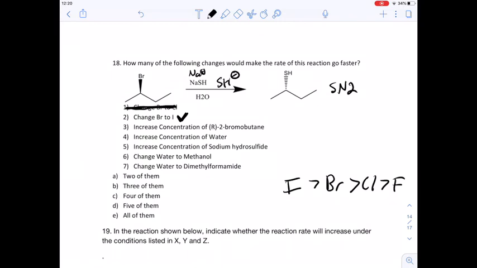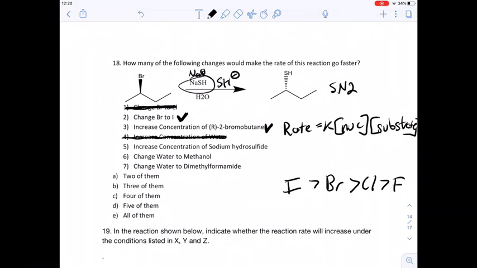So number 3 says increasing the concentration of R-bromobutane. Okay, in SN2 reactions, the rate depends on the nucleophile and the substrate. So that actually would help the reaction because you're increasing the concentration of the substrate, and that's going to increase your rate. Now, increasing the concentration of water. This is pretty much useless. You wouldn't want more polar protic solvent in an SN2 reaction, so that is going to decrease your rate, and that's bad.